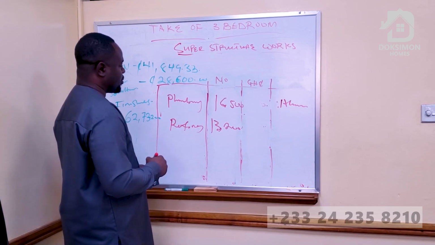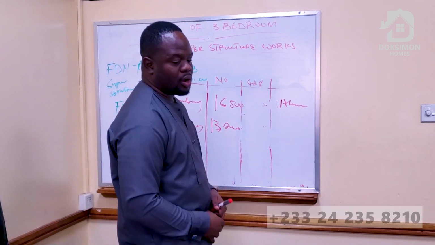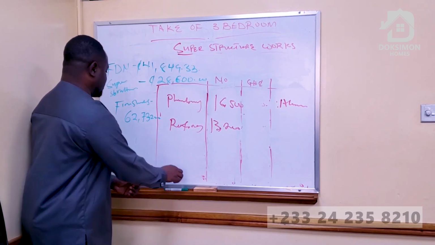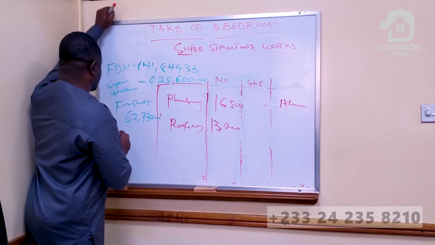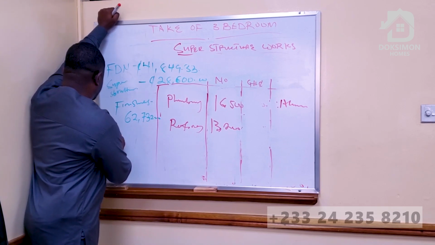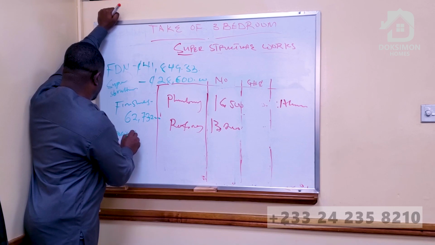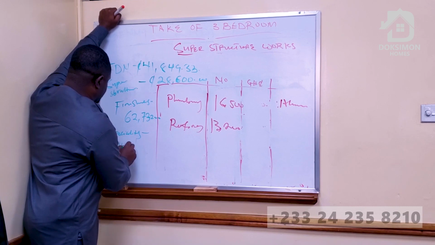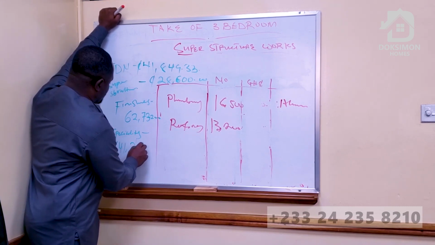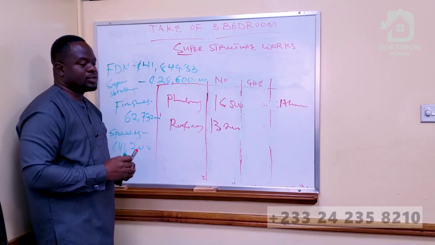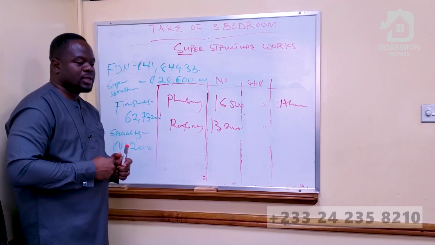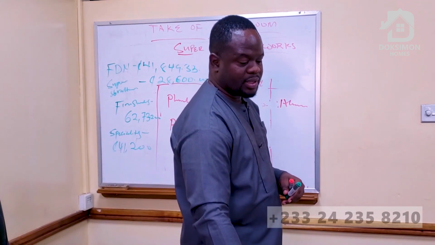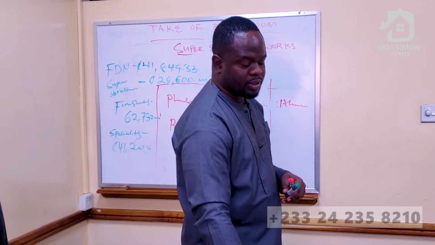All right, the electricals I mentioned earlier on. All total, 41,200 Ghana cedis for the specialty, which includes the electricals, the plumbing works, and the roofing works. These are the specialty works, and they are very key things that need to be done.